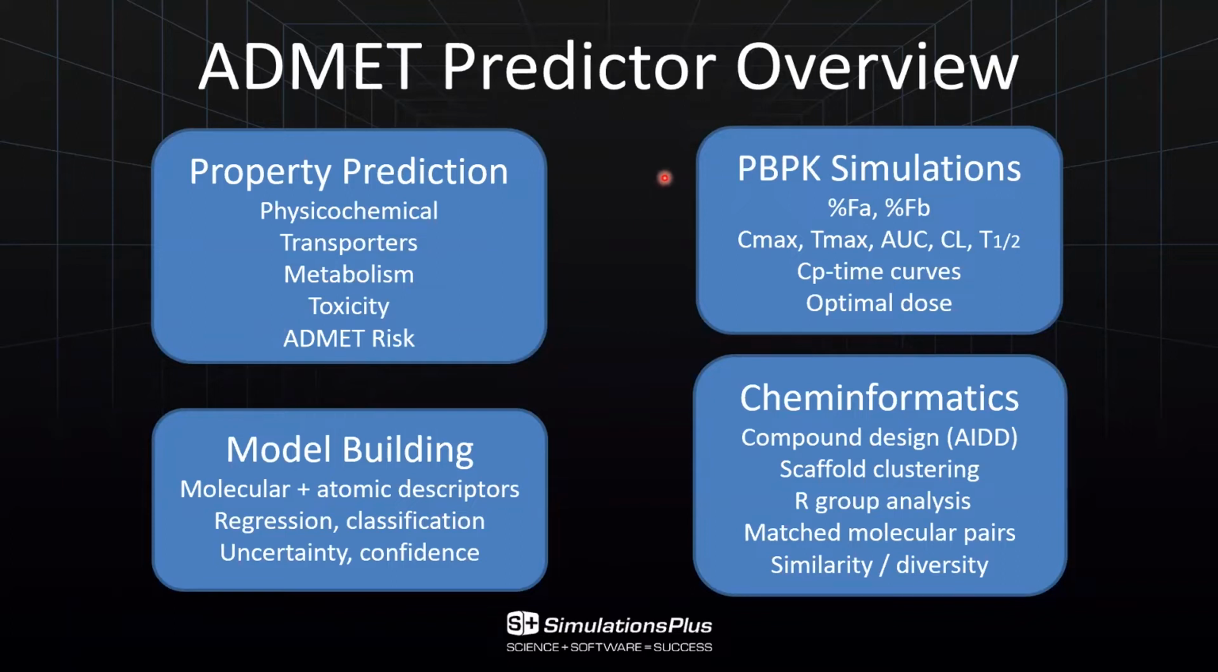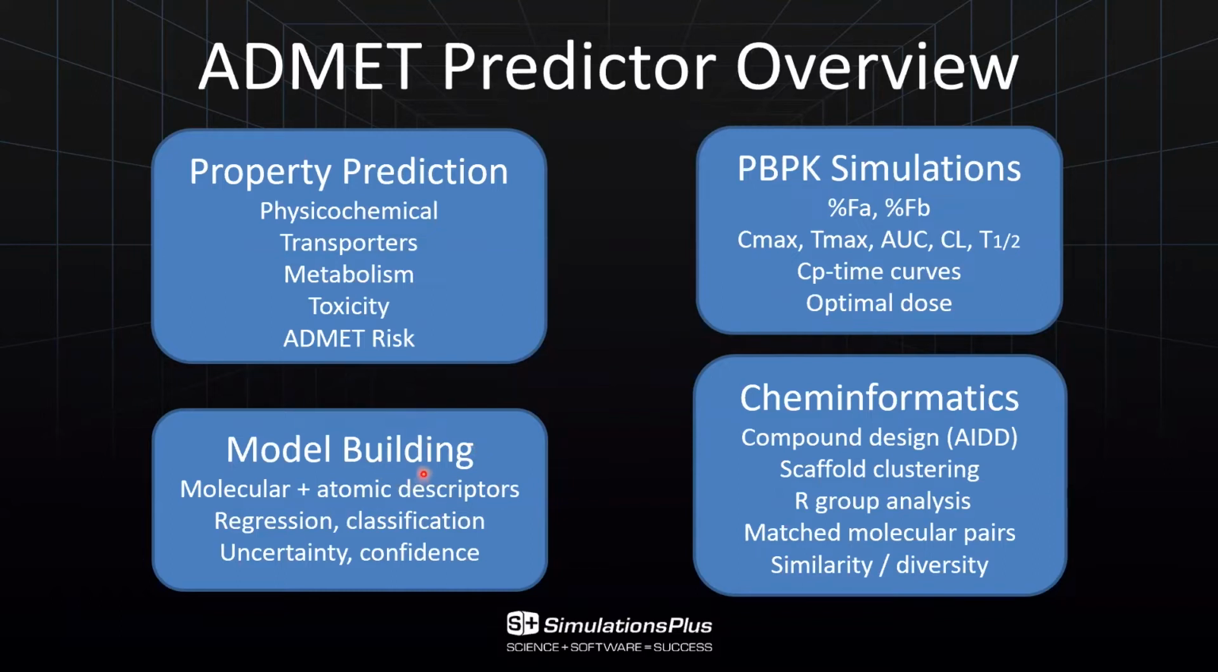The high throughput pharmacokinetics module provides mechanistic simulations similar to our GastroPlus software. It allows estimation of fraction absorbed and bioavailable, several important PK parameters, concentration versus time profiles, and the dose required to achieve a target user-specified plasma concentration at steady state.